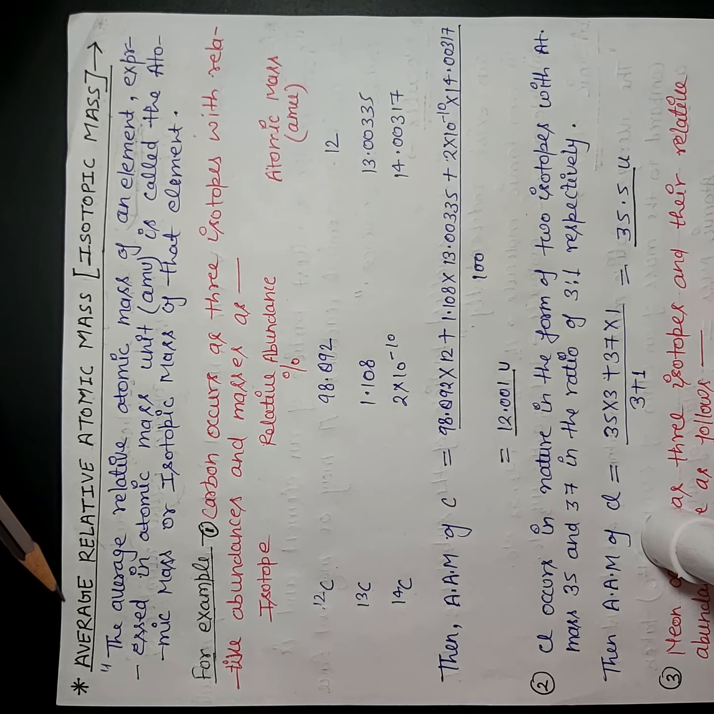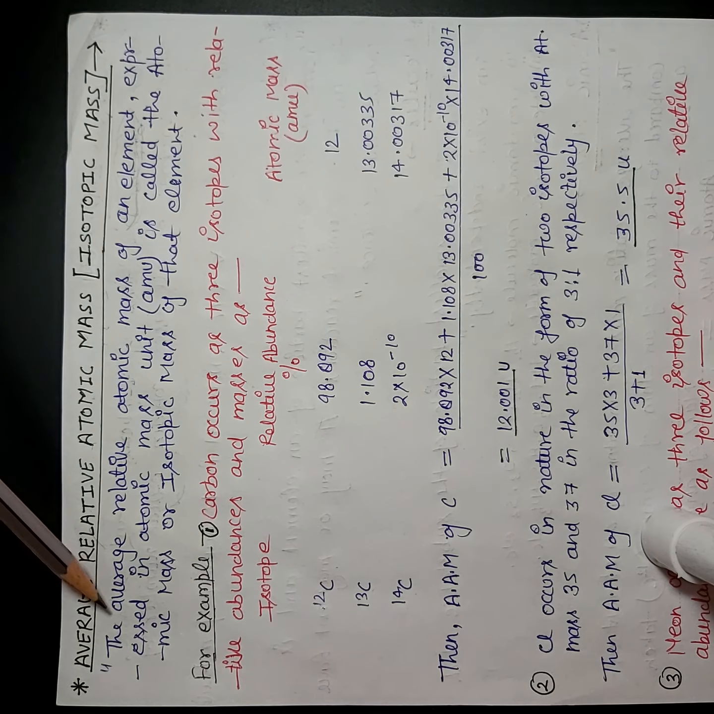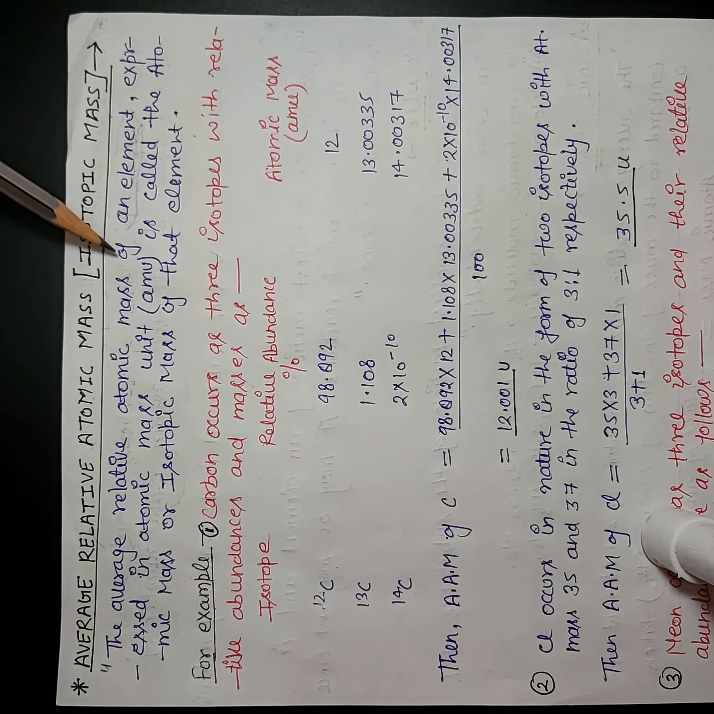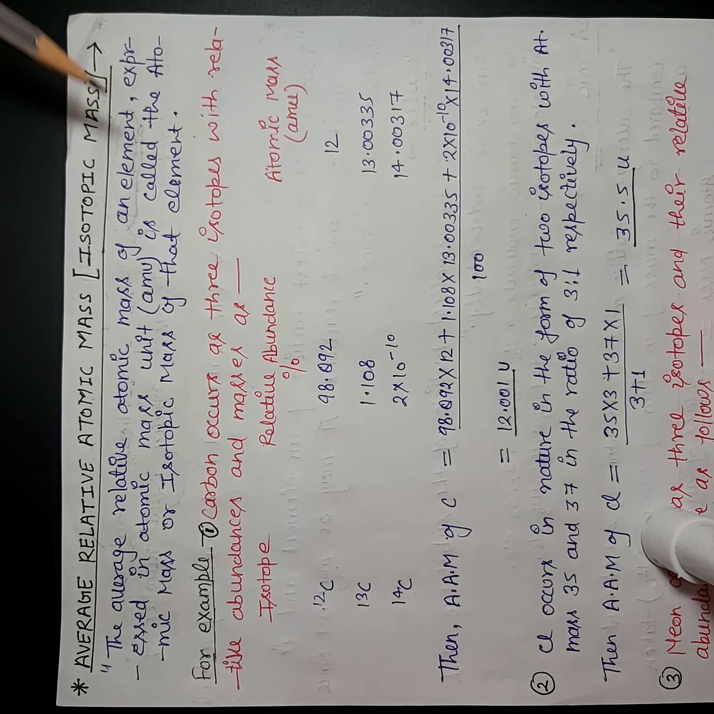So our next topic is average relative atomic mass, also known as isotopic mass. Why it is known as isotopic mass, I will tell you later. The average relative atomic mass of an element, this is about an element, remember this, expressed in AMU, meaning atomic mass unit, is called the atomic mass or isotopic mass of that particular element.